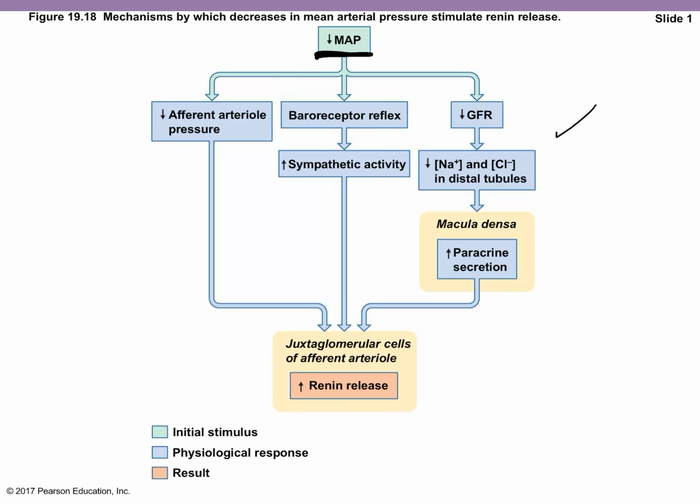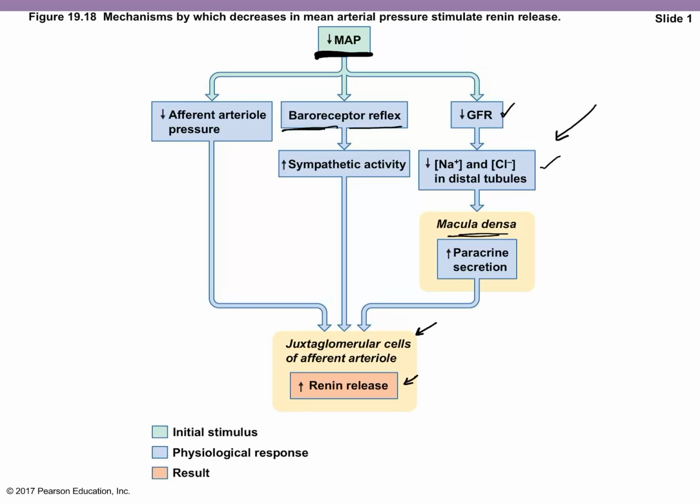This is what we just talked about with the kidneys. That decrease in filtration rate and the decrease in detection of our solutes, that's the job of the macula densa. The macula densa is then going to stimulate those juxtaglomerular cells to secrete renin. Okay. Then another thing that helps to secrete renin is the baroreceptor reflex.